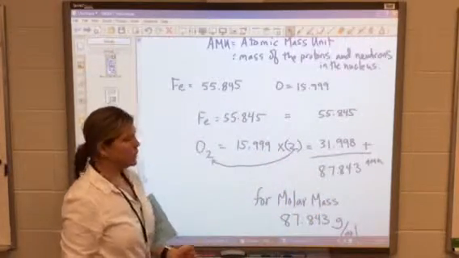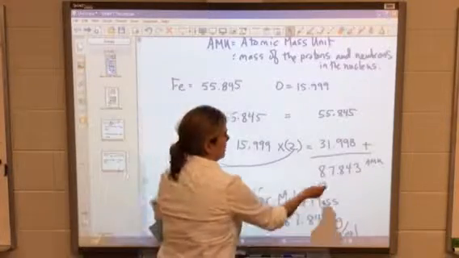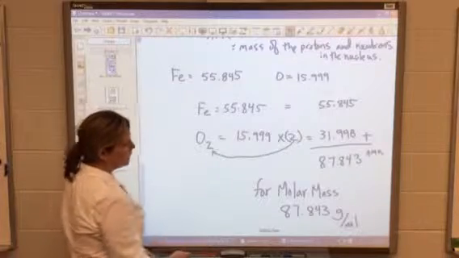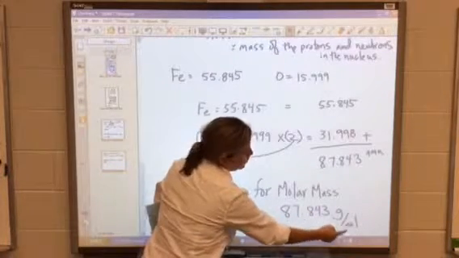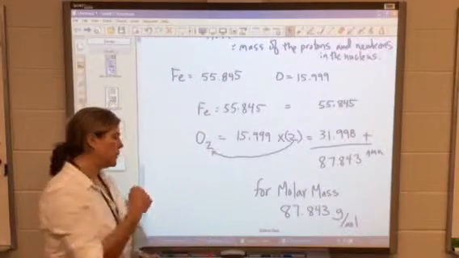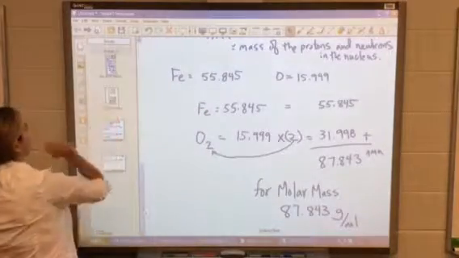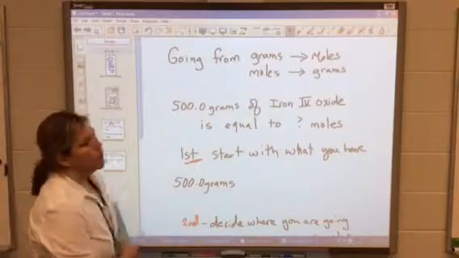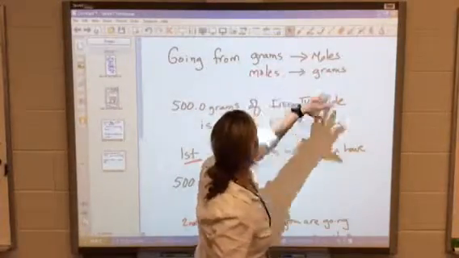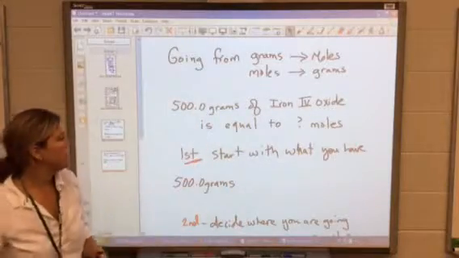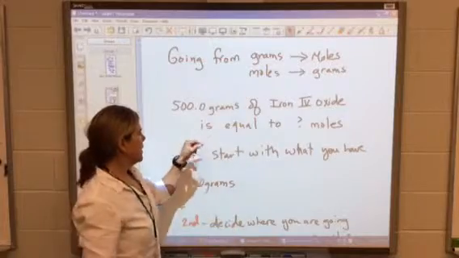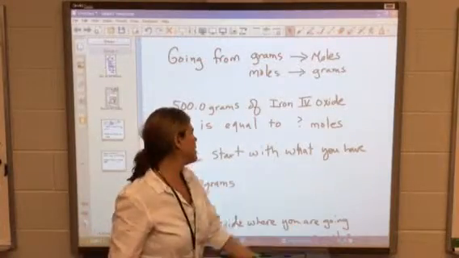We have to follow the significant figure rule here, and it's 87.843. So our molar mass will be written in grams per mole. This is interchangeable, so you can flop the mole and the gram. It's fine. So now, if we're going from grams to a mole, or mole to grams, this is how we do it. Let's say we have 500 grams of iron oxide, and that's equal to how many moles?